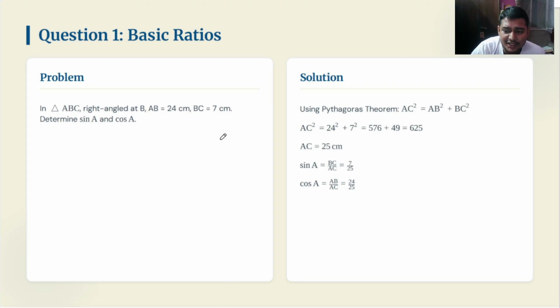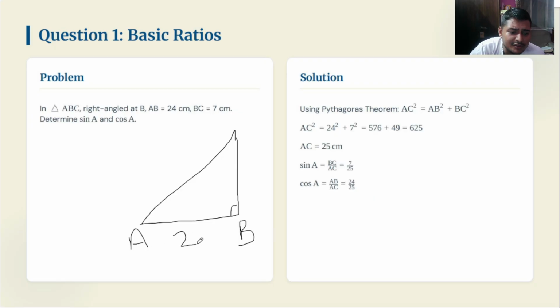Now coming to the next question. If ABC is a right angle triangle, right angled at B, AB equals 24 and BC equals 7, we have to determine sin A and cos A. Again drawing the right angle triangle over here. This one is B, it is right angled at B. This is A, AB equals 24, means base is equal to 24. This is C, and BC equals 7.